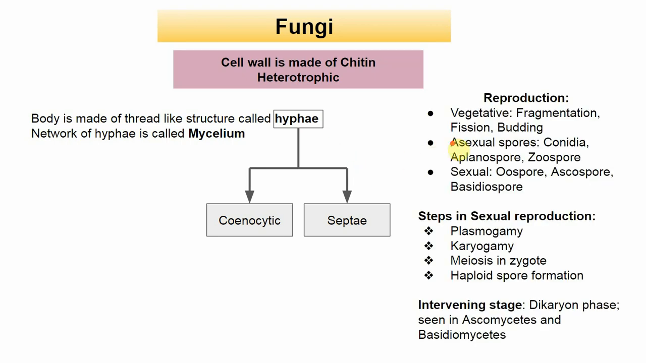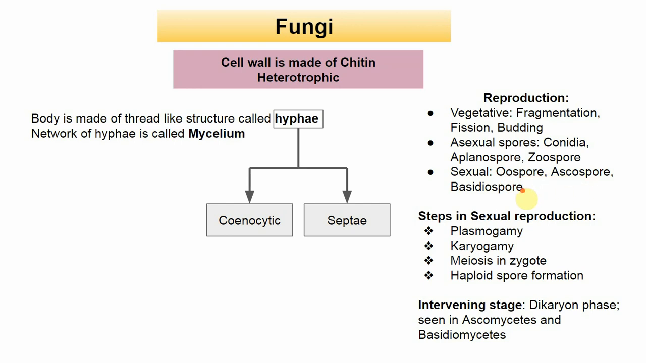So the reproduction is mainly by vegetative means, that is by fragmentation, fission, or budding. It may even be through production of asexual spores such as conidia, aplanospores, and zoospores. And if it is the sexual mode of reproduction, then it is oospore, ascospore, or basidiospores.